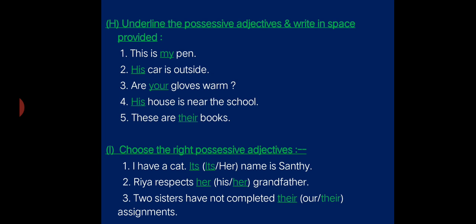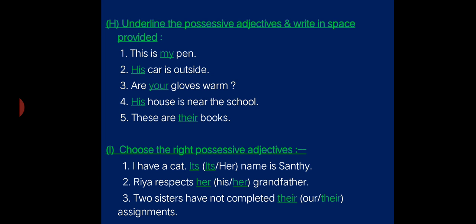Next is part H. You have to underline the possessive adjective and write it in the space provided. आपको यहाँ पे possessive adjective को underline करना है और आपकी बुक में जो इसके सामने space दिया गया है उसमें उसको write करना है.